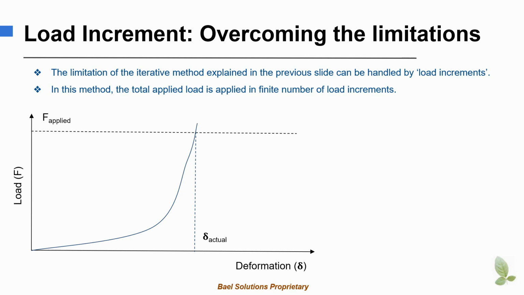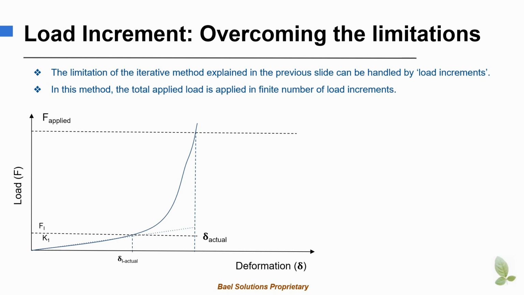Now, instead of applying the entire load F applied in one step, we apply a small fraction of it, F1. We use the same Newton Raphson iterative method to solve the model with force F1 applied on it. As you can see in the figure, it is possible to solve the model within few iterations. As we find the actual deformations in the structure, delta 1 actual, corresponding to the load F1, we go for the next step.